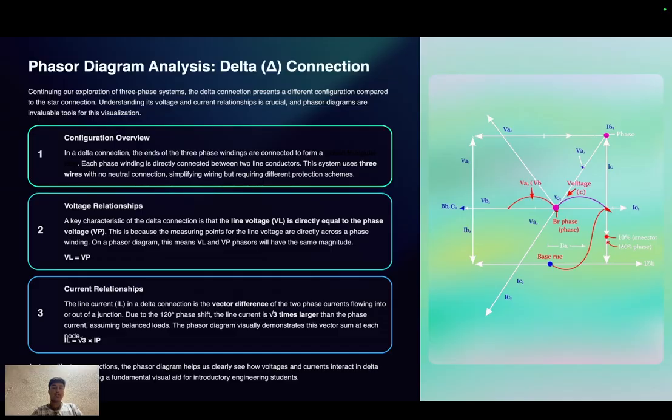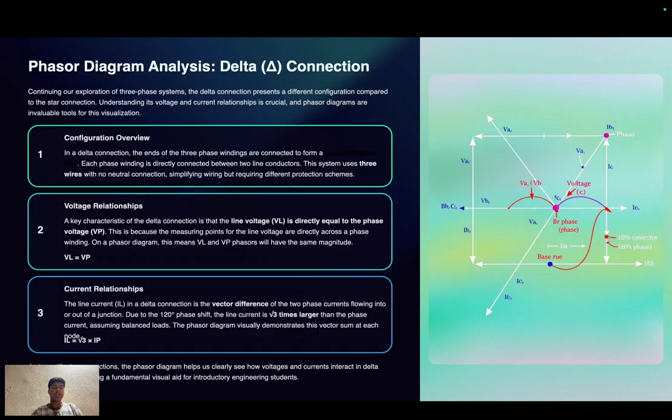Delta connection concept and configuration. Now let's move on to the delta connection. In this configuration, the end of each winding is connected to the start of the next to form a closed triangular loop. Here, each side of the triangle represents a phase winding. The line terminals are taken from the corners of the triangle.